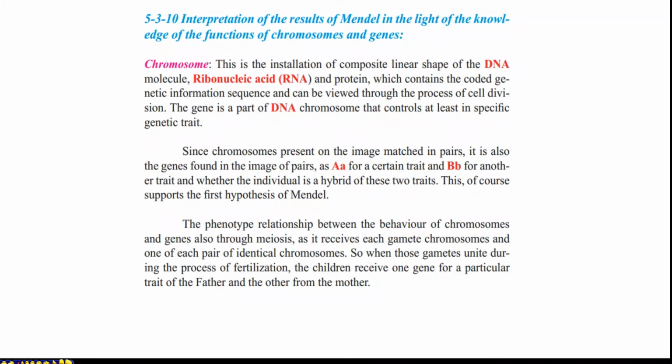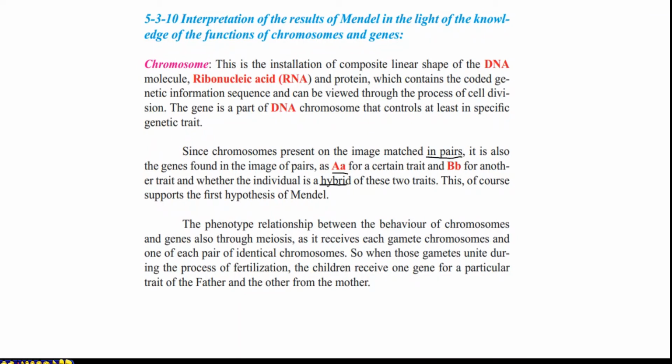It contains ribonucleic acid and protein, and we remember the nucleolus, which contains the coded genetic information sequence and can be viewed during cell division, because chromosomes can be seen only during cell division. The gene is a part of the DNA of the chromosome that controls at least one specific genetic trait. Since the chromosomes are present in pairs, like the rule of Mendel, we call them unit factors in pairs. It is also the genes found in pairs, A capital A small for a certain trait, and B capital B small for another trait, and the individual is hybrid for these 2 traits.